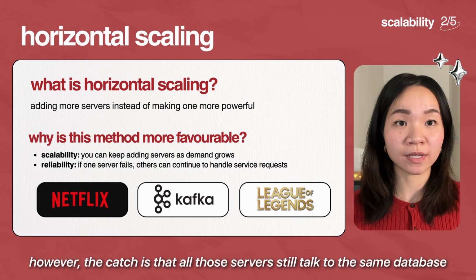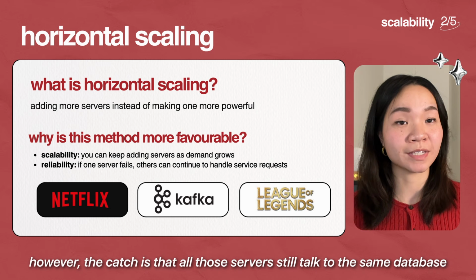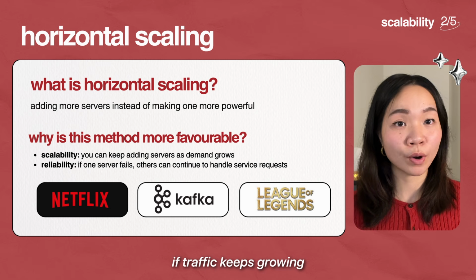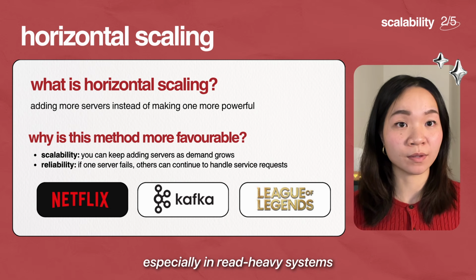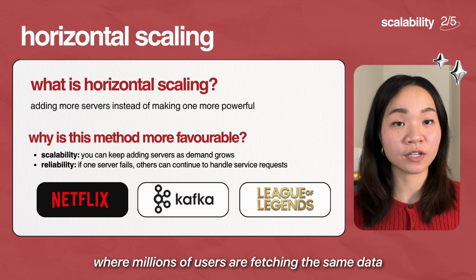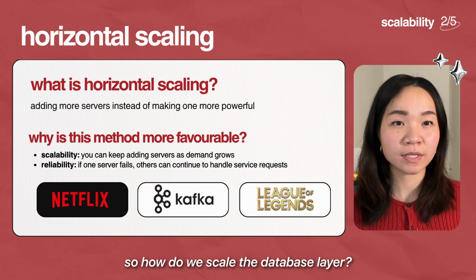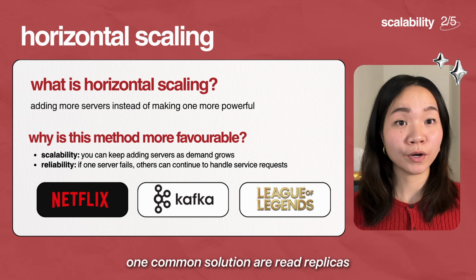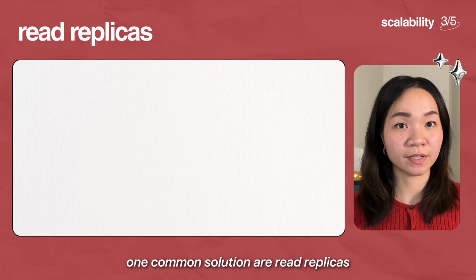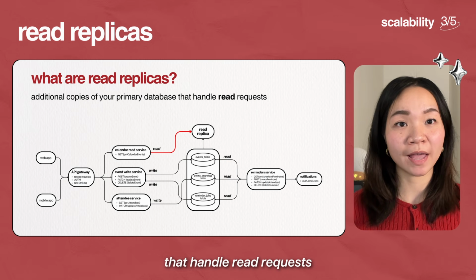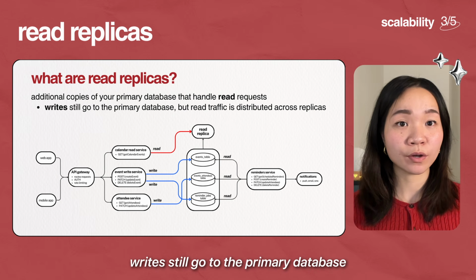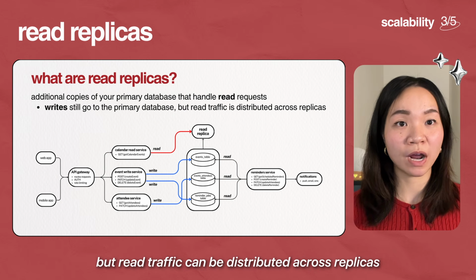However, the catch is that all those servers still talk to the same database. If traffic keeps growing, eventually the database becomes the bottleneck, especially in read-heavy systems where millions of users are fetching the same data. So how do we scale the database layer? One common solution are read replicas. Read replicas are additional copies of your primary database that handle read requests. Writes still go to the primary database, but read traffic can be distributed across replicas.